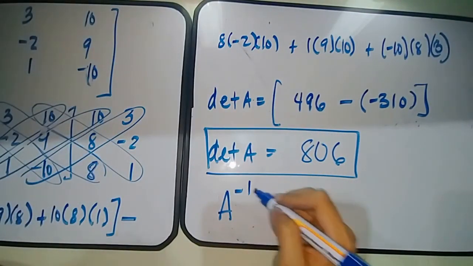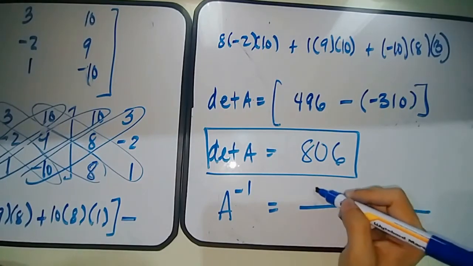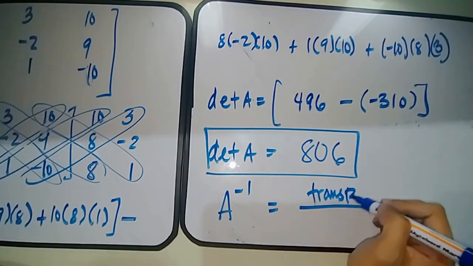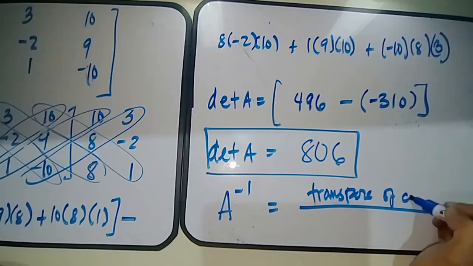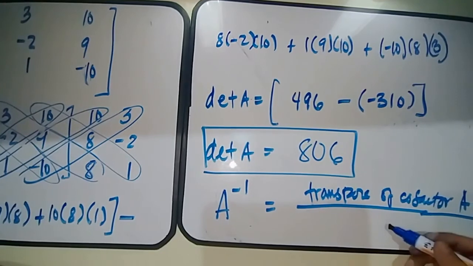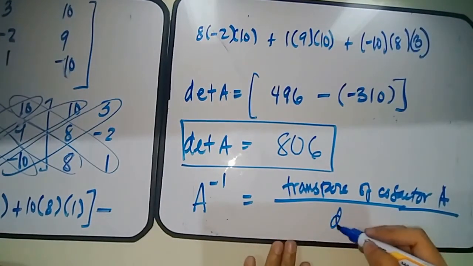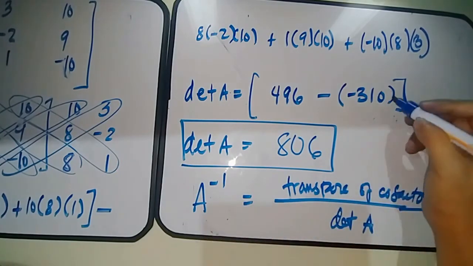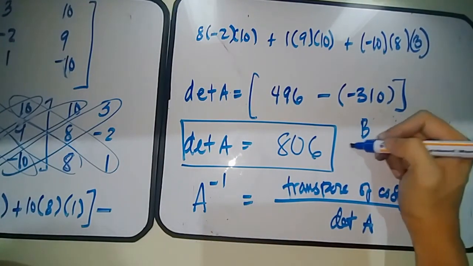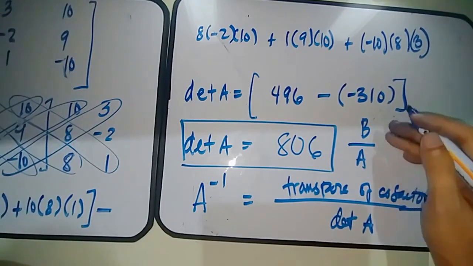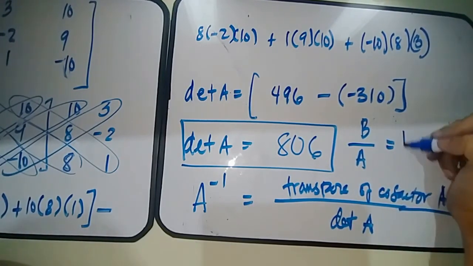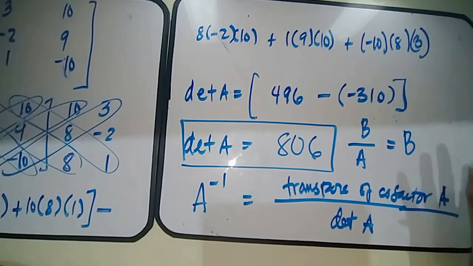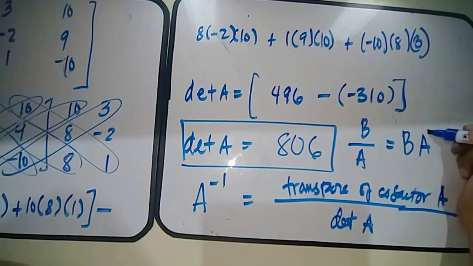So, the inverse of matrix A is equal to your classical adjoint, or the transpose of the cofactor of A, divided by its determinant, the determinant of A. That's the inverse. So, why do we need the inverse? Because if you are dividing, let's say, matrix B divided by matrix A, that is just equal to B times, using the concept of multiplying, the inverse of matrix A.